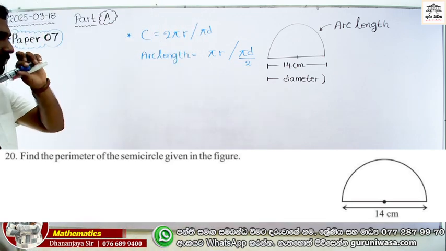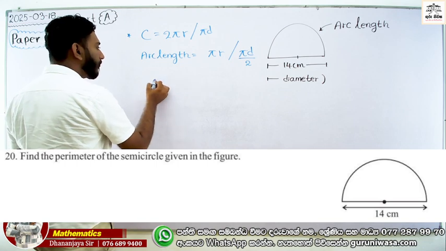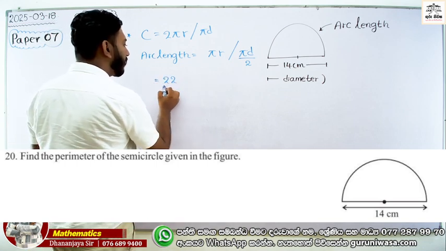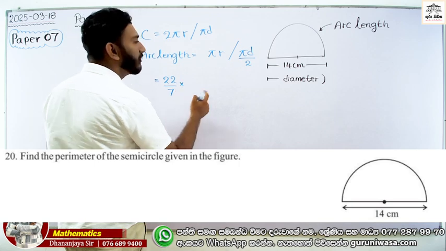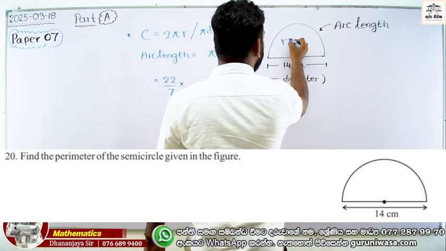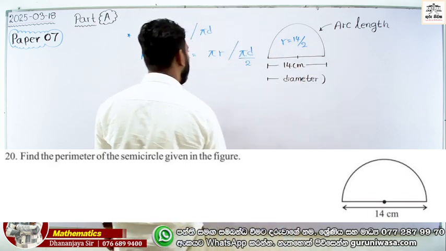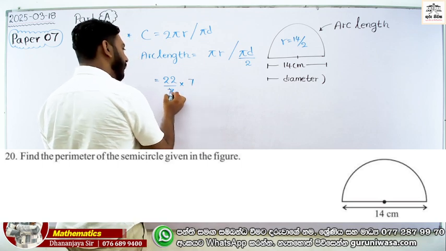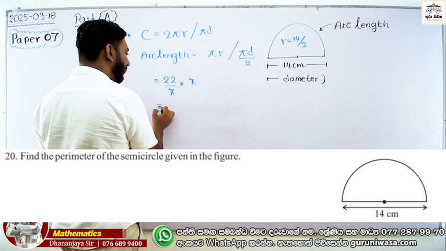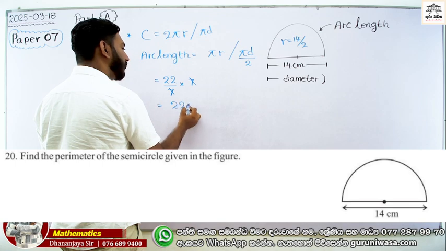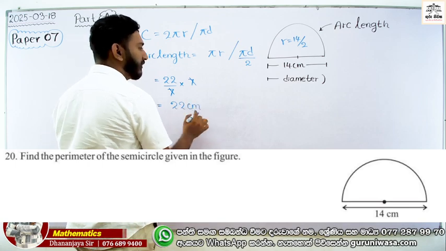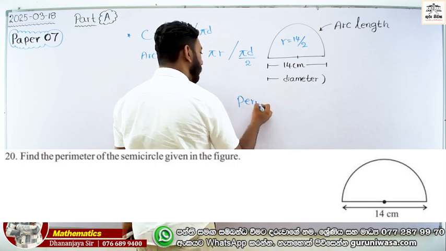There are two equations. Now you can use pi r. Pi means 22 over 7 times the radius. The radius is equal to 14 divided by 2, right? Therefore, it becomes 7. 7 and 7 we have to cancel. Therefore, the answer is 22 cm. This is the arc length. Now we can find the perimeter.